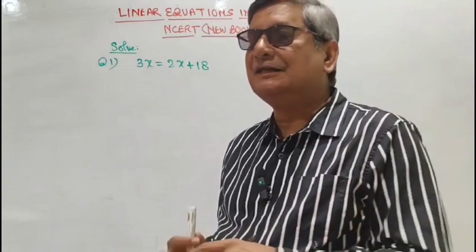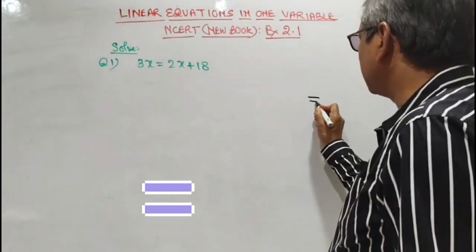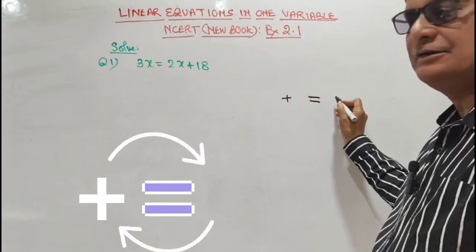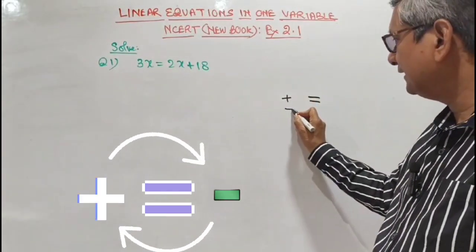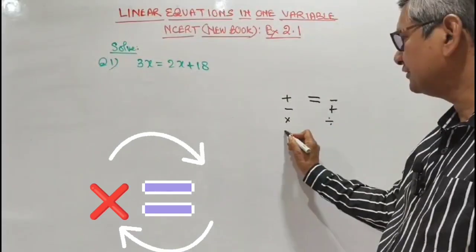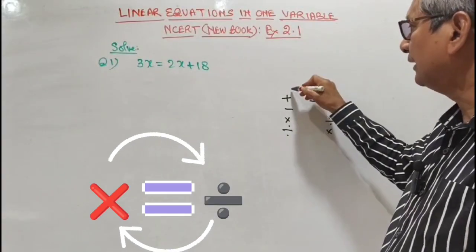One more thing you have seen: if there is an equality sign and you have plus on this side, if it comes to the other side, it becomes minus. If it is minus, then it becomes plus. If it is multiplication, it becomes division, and if it is division, then it becomes multiplication.